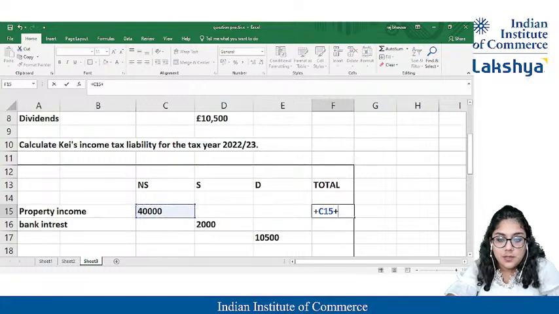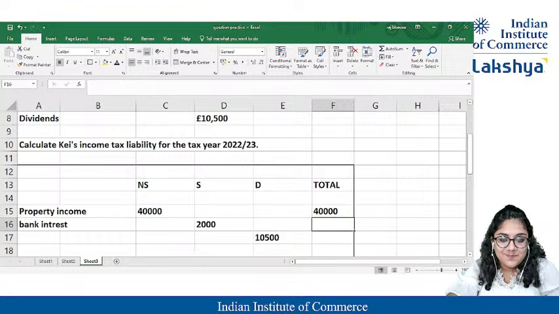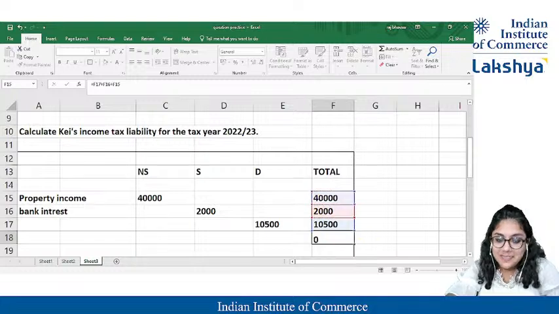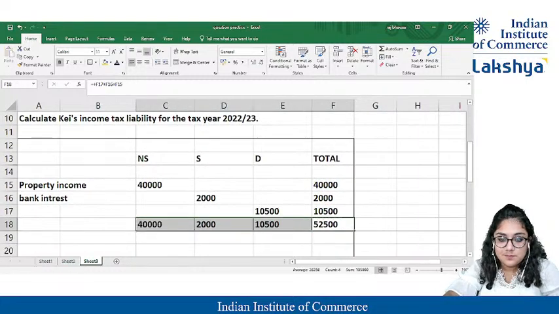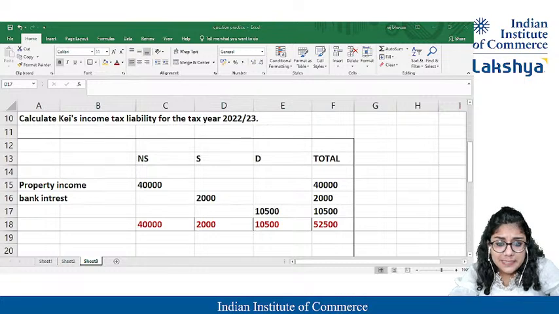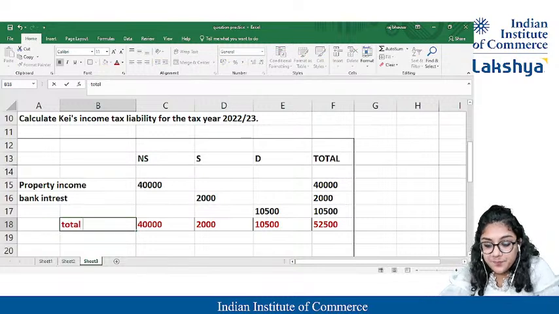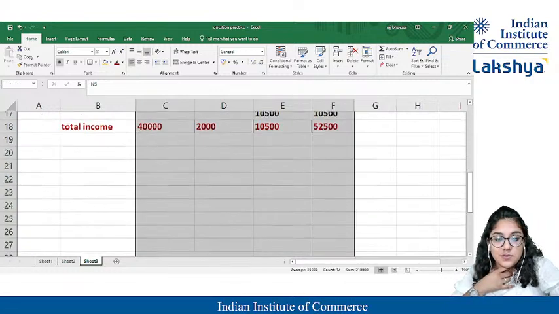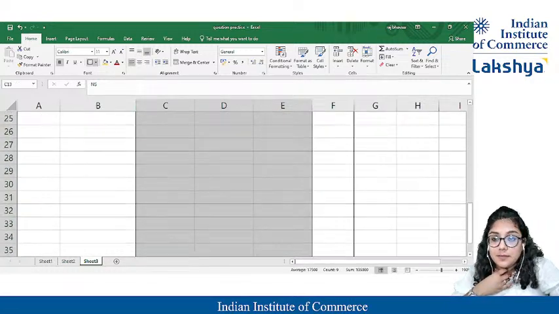So if I take up the total, students, you should be good with Excel. So this becomes my total income, which I got. Now, is my total income more than that limit? I'll make a box so that you can also see it clearly.